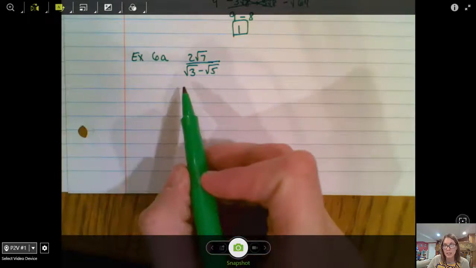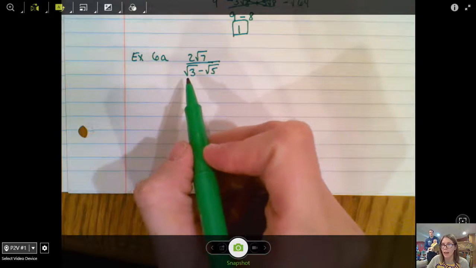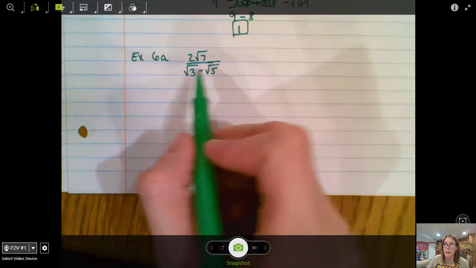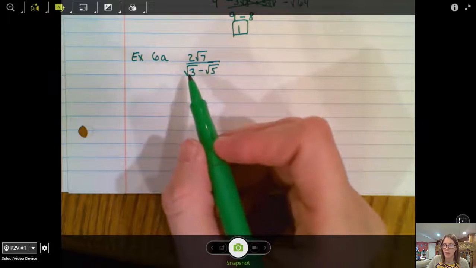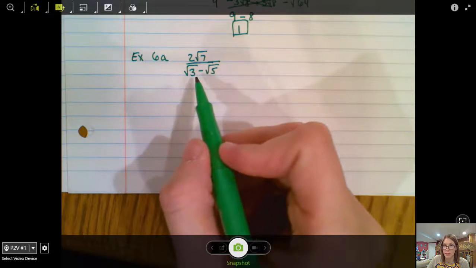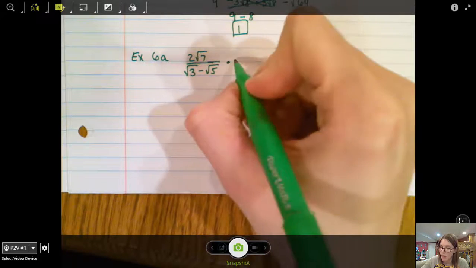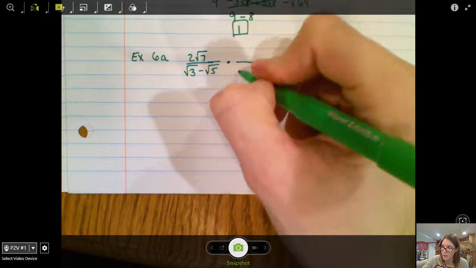Our situation here is a little bit different because if I just multiplied by, say, the square root of 3, I'd end up with a radical somewhere in the denominator, and we don't want that to happen. Somehow we need to figure out how to make both of our radicals disappear. And the way that we can do that is by multiplying by the conjugate, which we saw in our last video.